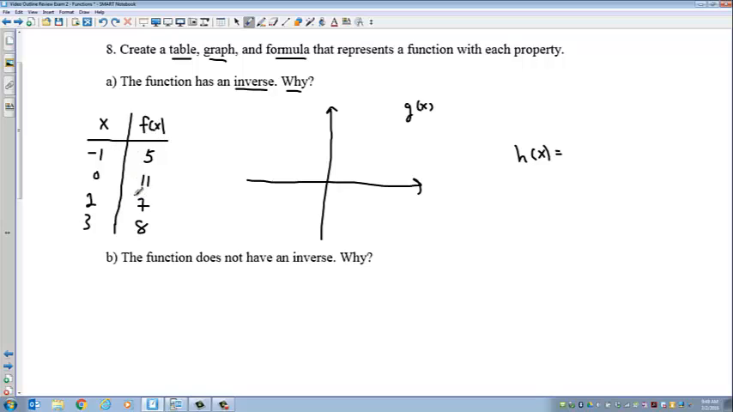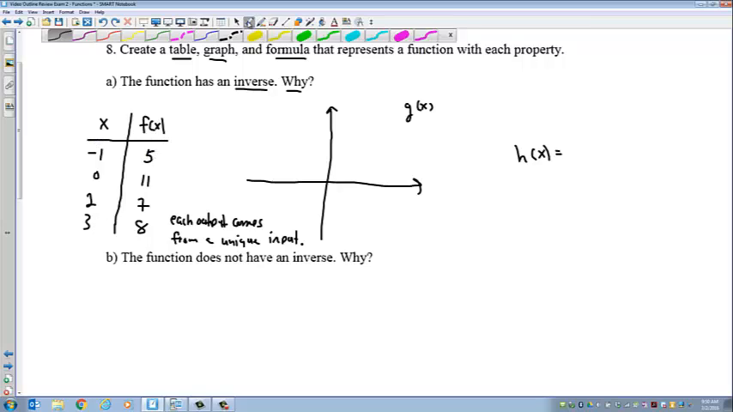So, why does this have an inverse? Because each output comes from a unique input. Right? Or you could say each output comes from a single input. That's another way of saying that, 5 only goes back to one thing.